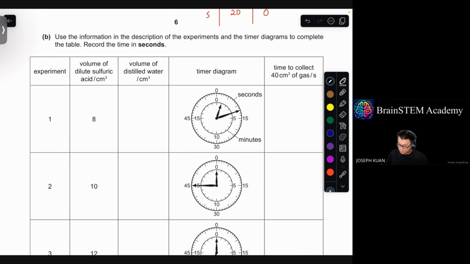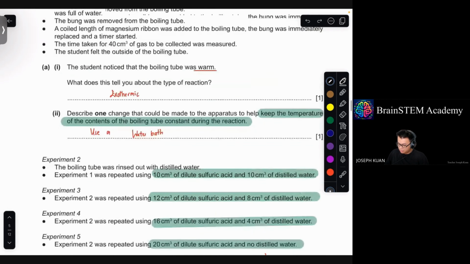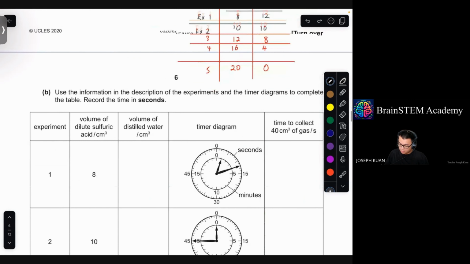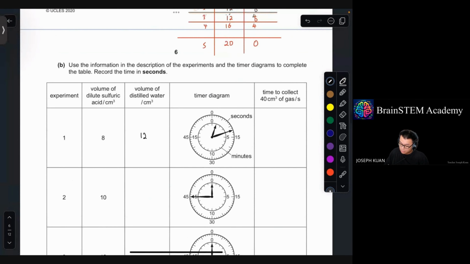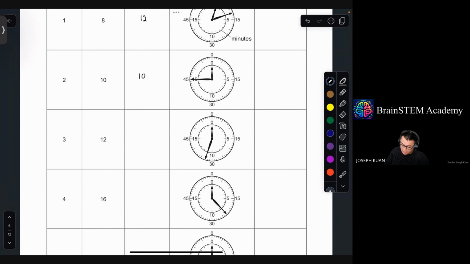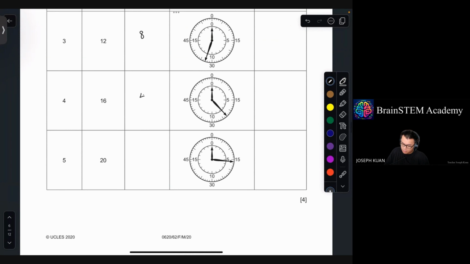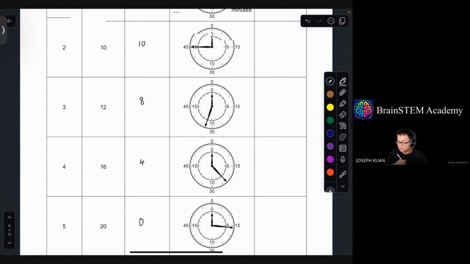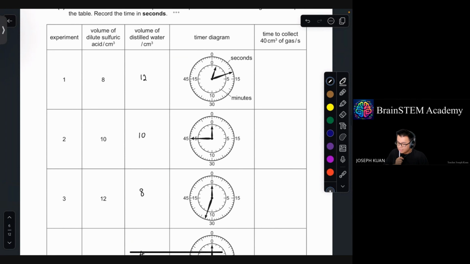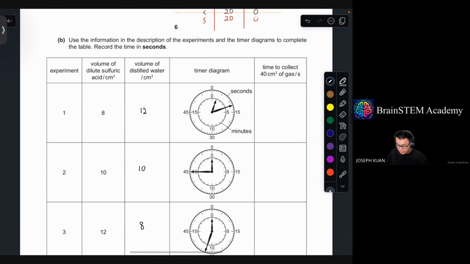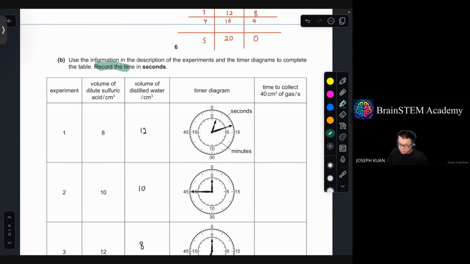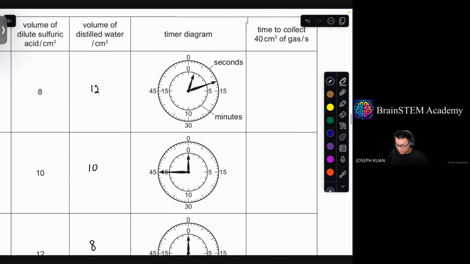So the first part of the question asks for volume of distilled water. Actually, we literally just got that from the text, which is 12, 10, 8, 4, and 0 for each of the experiments. Then, based on the timer diagram, it's in seconds. So make sure you convert the values to seconds. Let's look at the timer diagram.